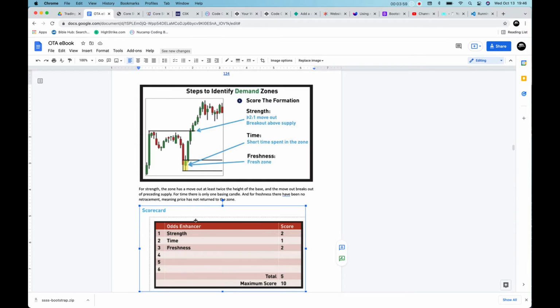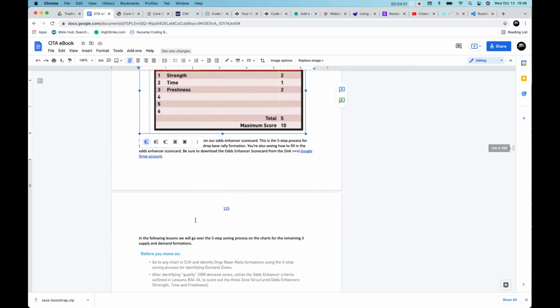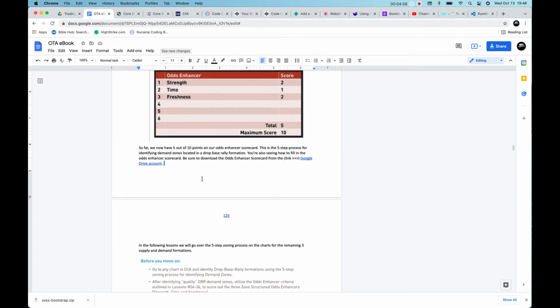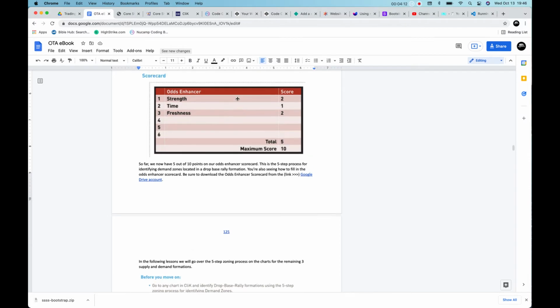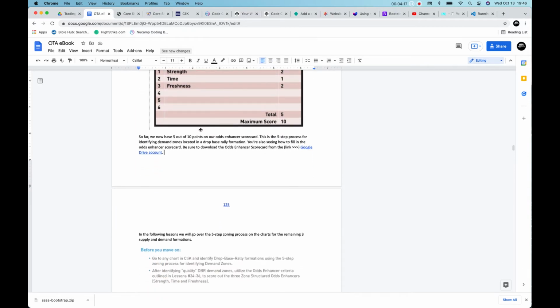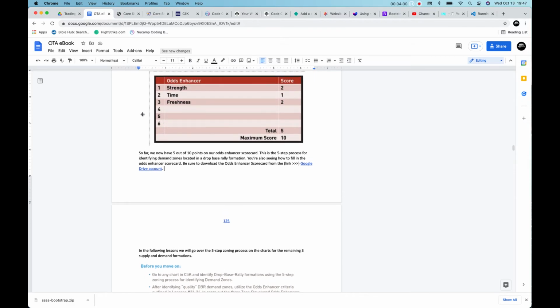All right. So all in all, we would have 5 out of 10 points on our odds enhancer scorecard. We'd have 2 for strength, 1 for time, and 2 for freshness for this particular zone. All right. But in a nutshell, this is the 5-step process for identifying demand zones located in a drop-based rally formation. You're also seeing how to fill in the odds enhancer scorecard.